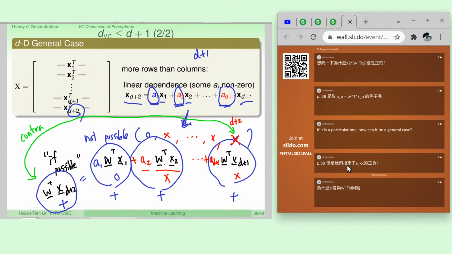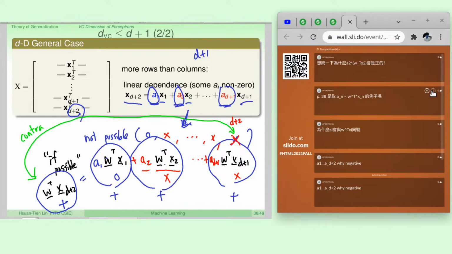And we're not saying what happens to other dichotomies. Maybe they can be implemented, maybe not. So we're not assigning their positive or negative. We're just showing the most impossible case and justifying that this most impossible case cannot be implemented. So the W is perfect from x1 to x_{d+1}, and then we find that the last one cannot be done.